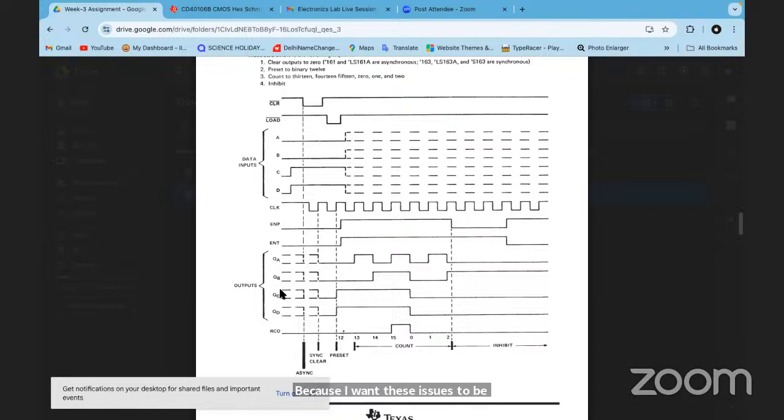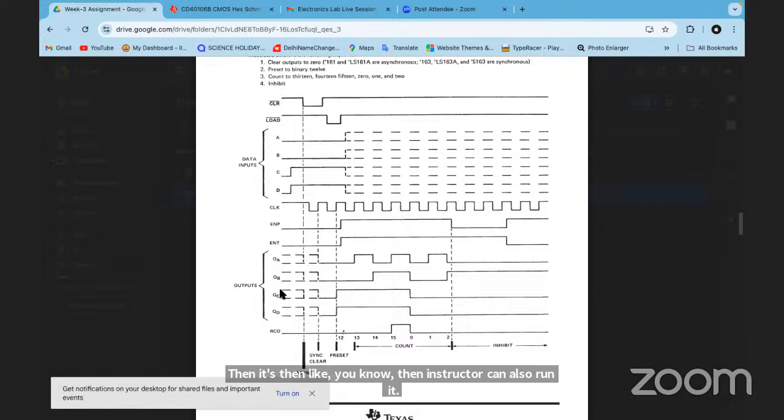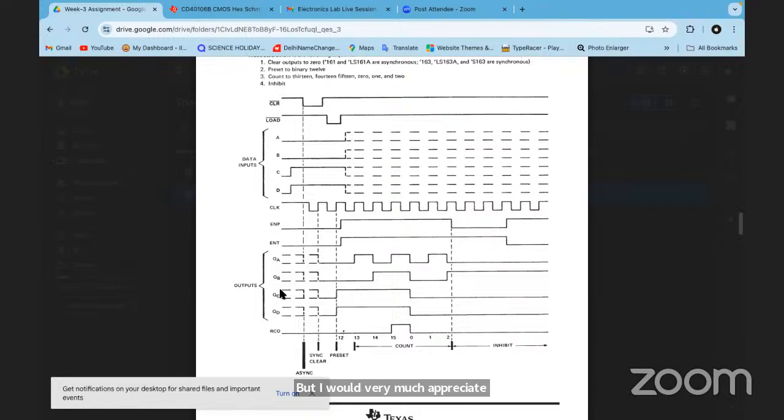Then the instructor can also run it. But I would very much appreciate and welcome your inputs on this issue to nail it down properly. I had stopped last time reasonably sure that it was a current issue. But if you think otherwise, let us debug further.